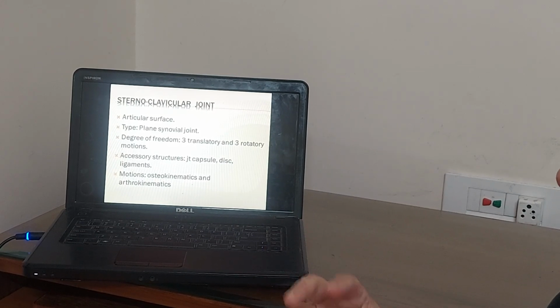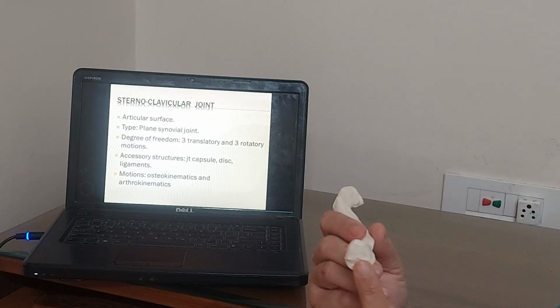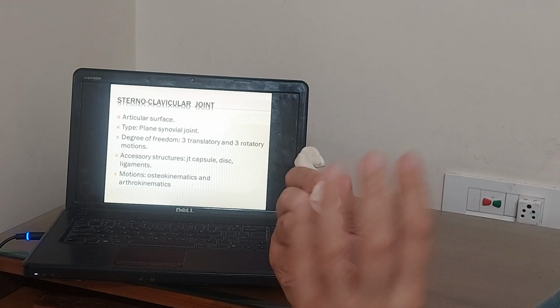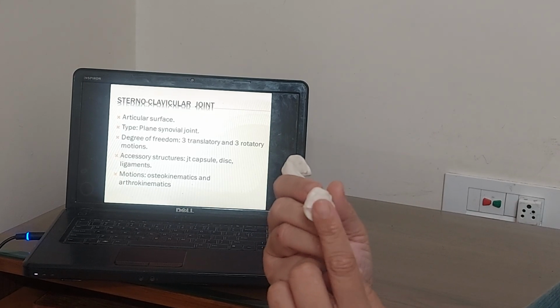The degrees of freedom are 3 translatory and 3 rotatory motions. Now translatory motion is the motion which is between the manubrium and the medial end of the clavicle.